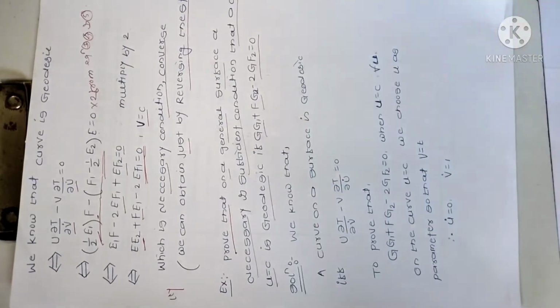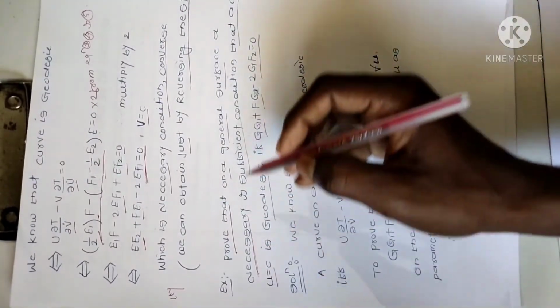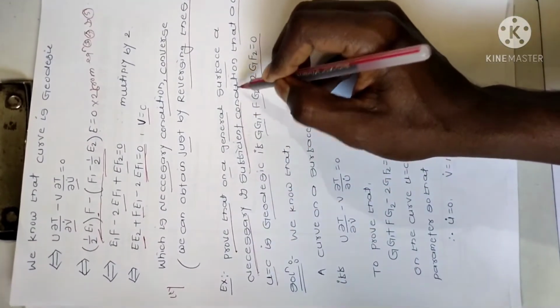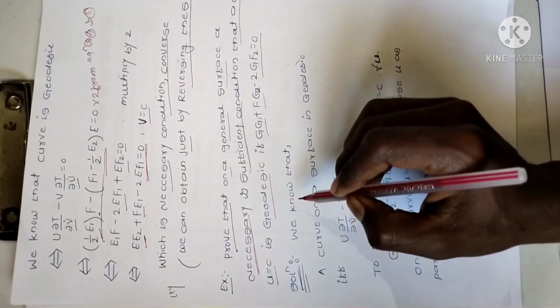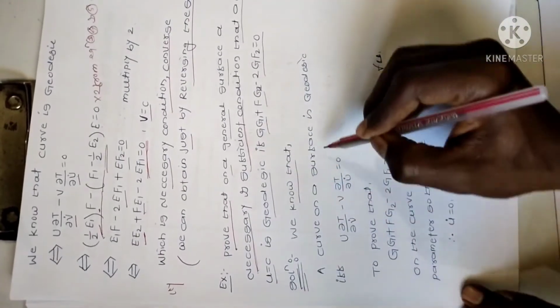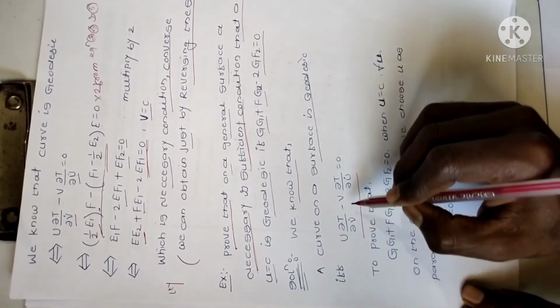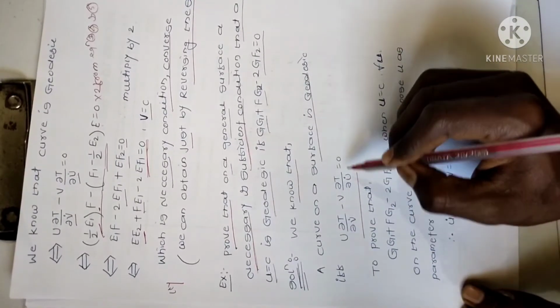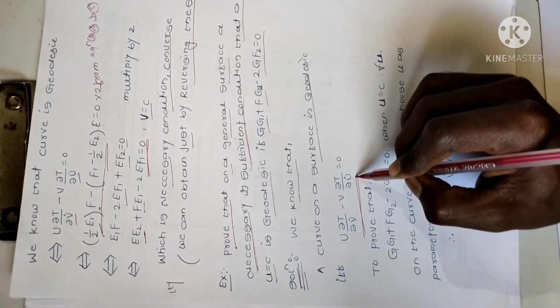It is the same proof, with only two things: one is the necessary condition and the second one is the sufficient condition. So start the solution. We know that the condition for a curve on a surface to be a geodesic is U del T by del v dot minus V del T by del u dot is equal to 0. This is the condition for a geodesic.